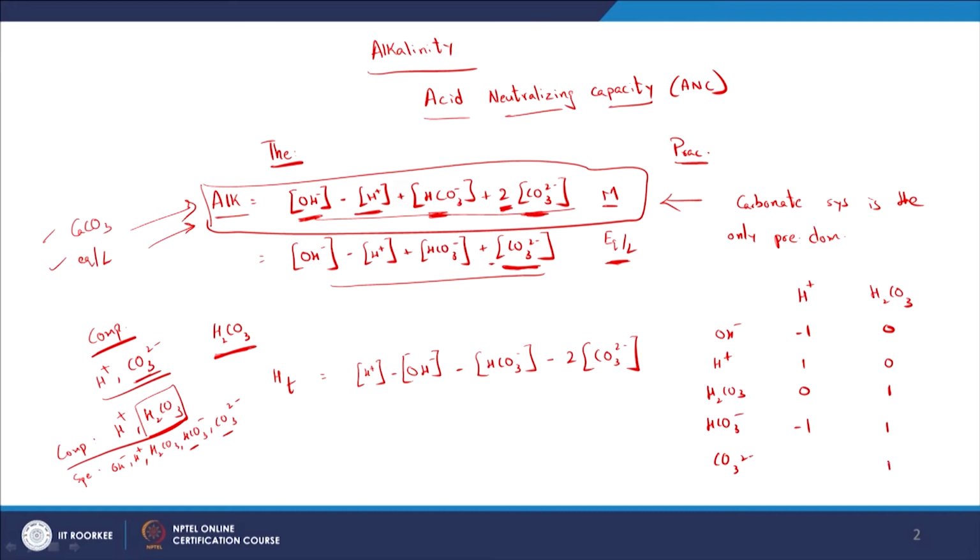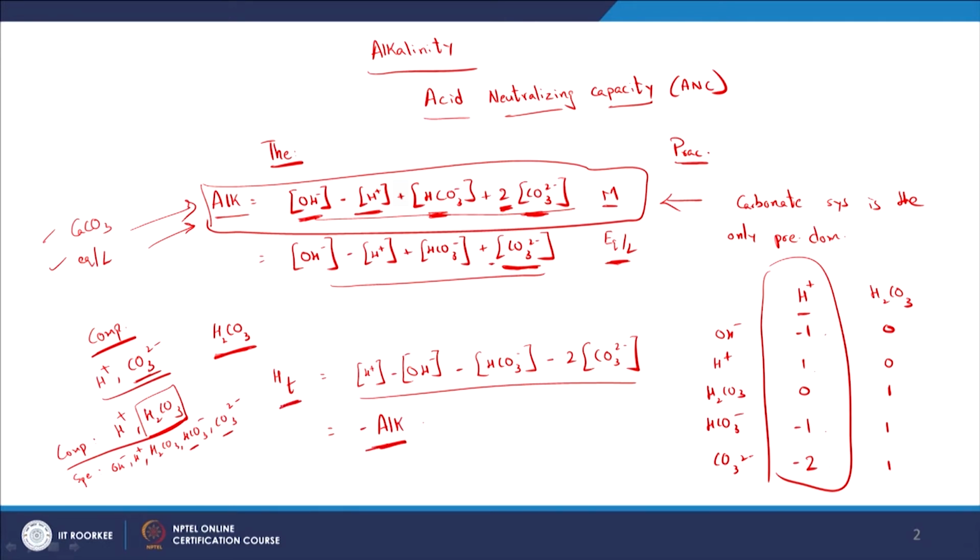By H2CO3 minus 2 times H plus, and from this we can look at the total component balance, which is H plus minus OH minus, HCO3 minus, 2 CO3 2 minus, and this is nothing but, as you see, minus the alkalinity here, right. So in effect the total H is going to be the negative of the alkalinity, the theoretical definition of alkalinity, especially when you consider your reference component to be H2CO3.